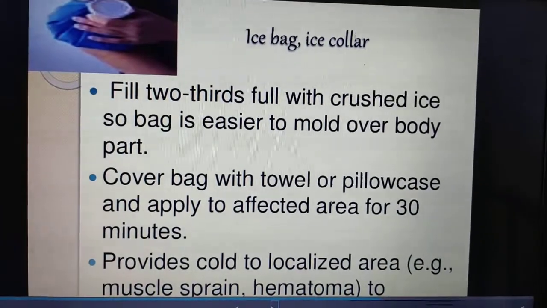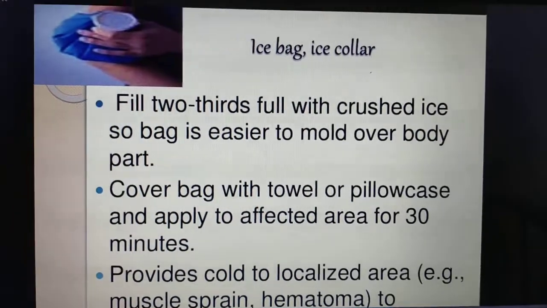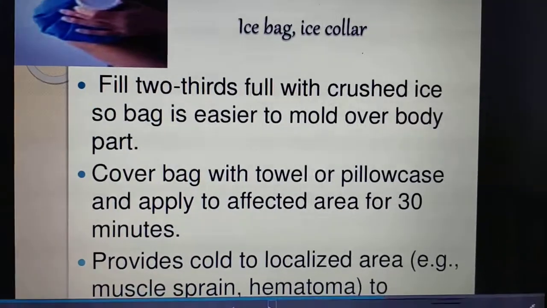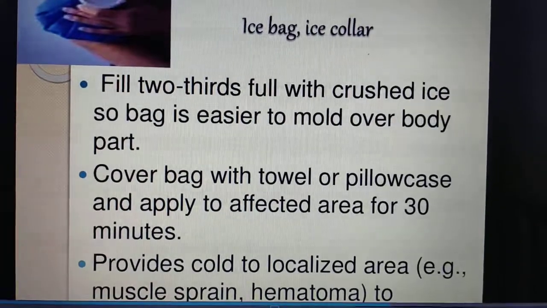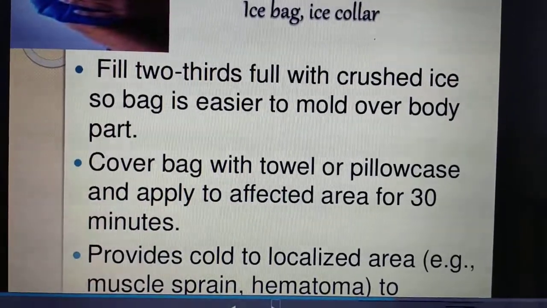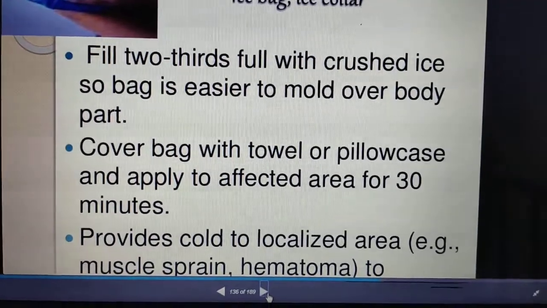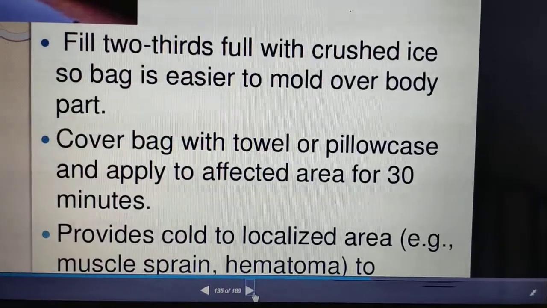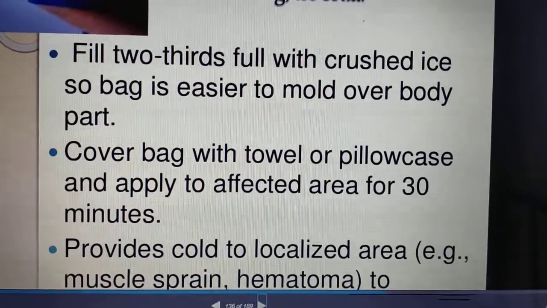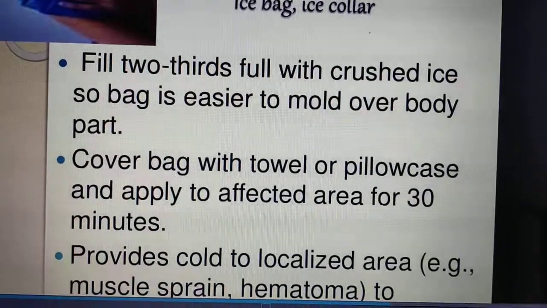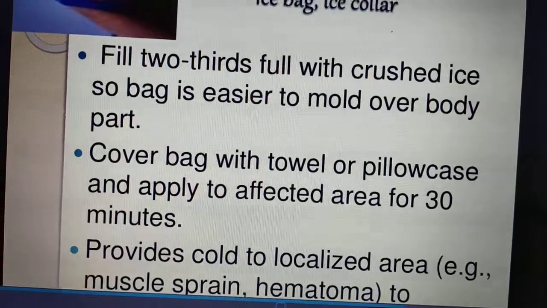Okay, an ice bag is like a hot bag only, but here we are using ice. In this we call it an ice bag. We have to fill it two-thirds full with crushed ice, so the bag is easier to mold over the body part. Then cover the bag with a towel or pillowcase and apply to the affected area for 20 to 30 minutes.